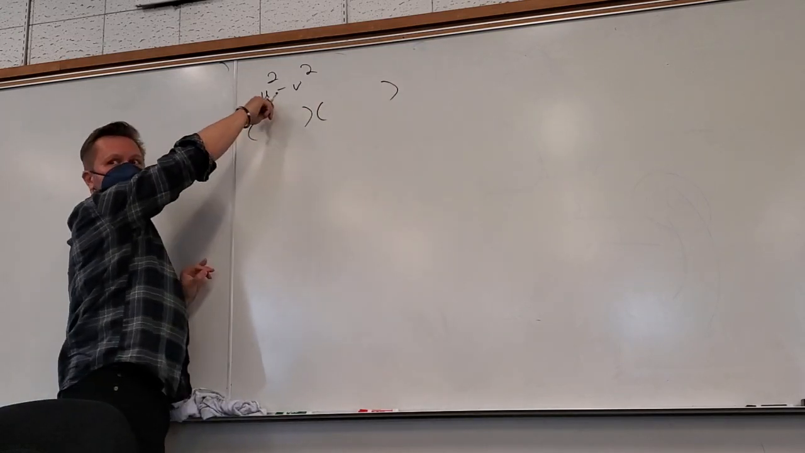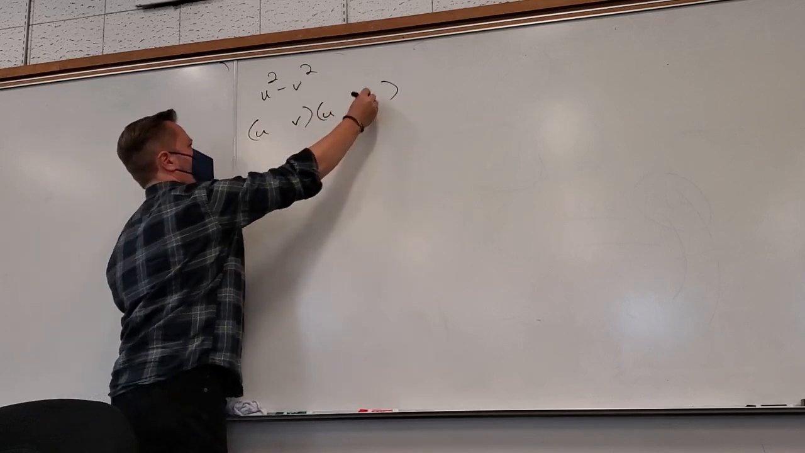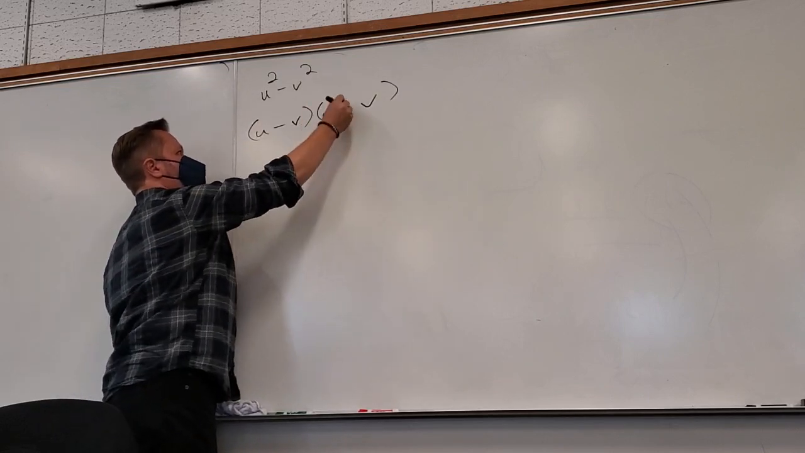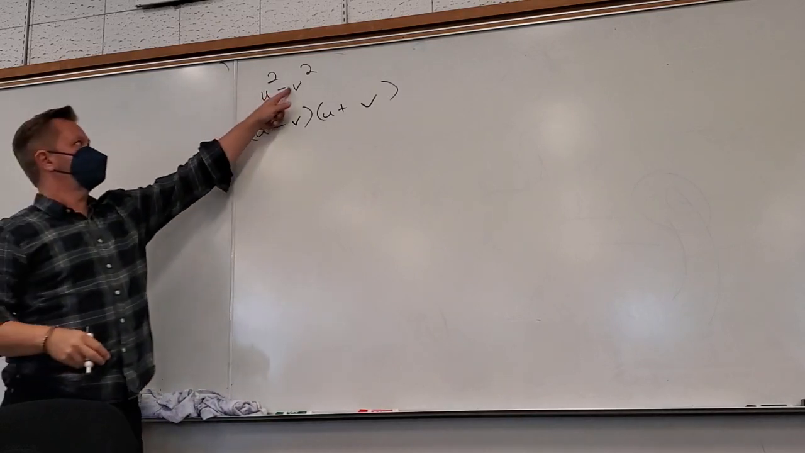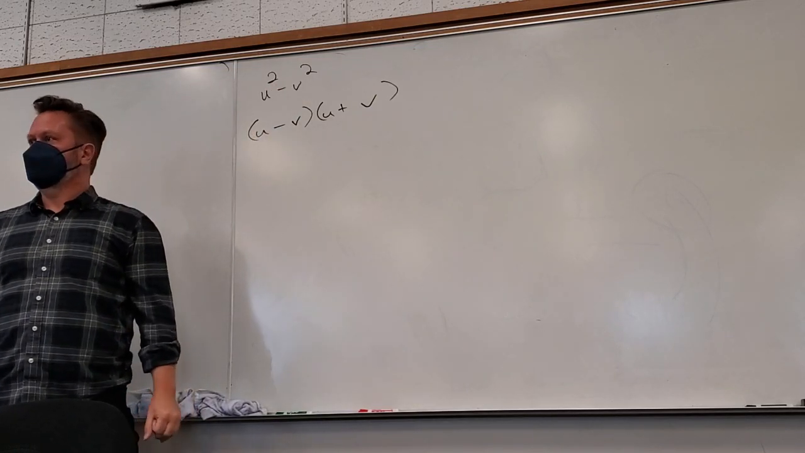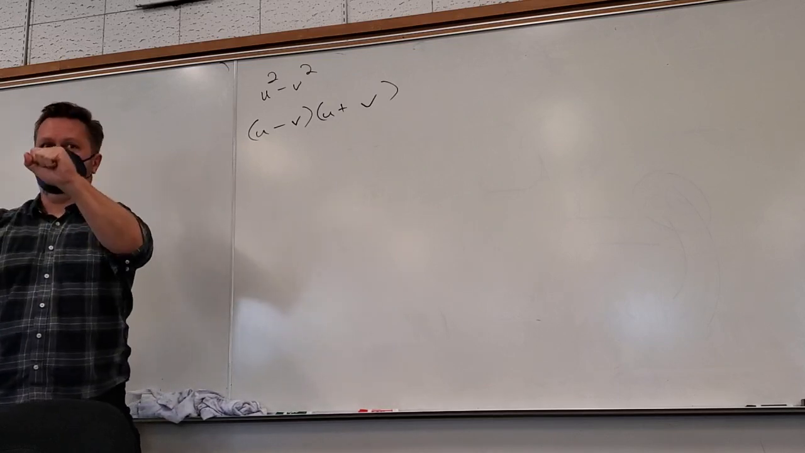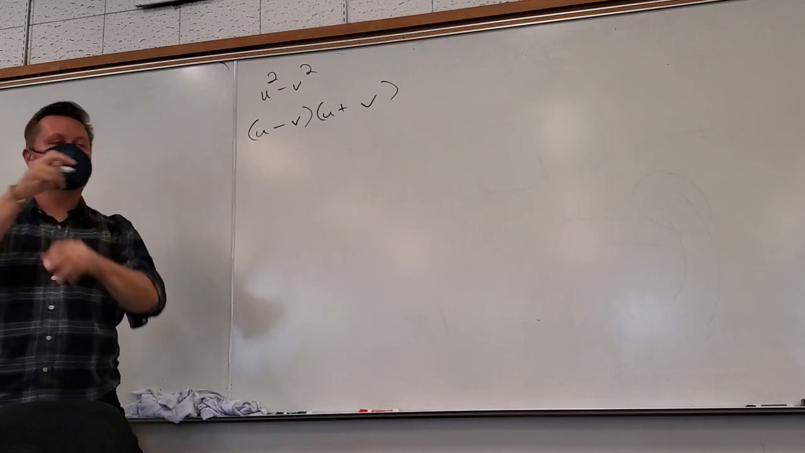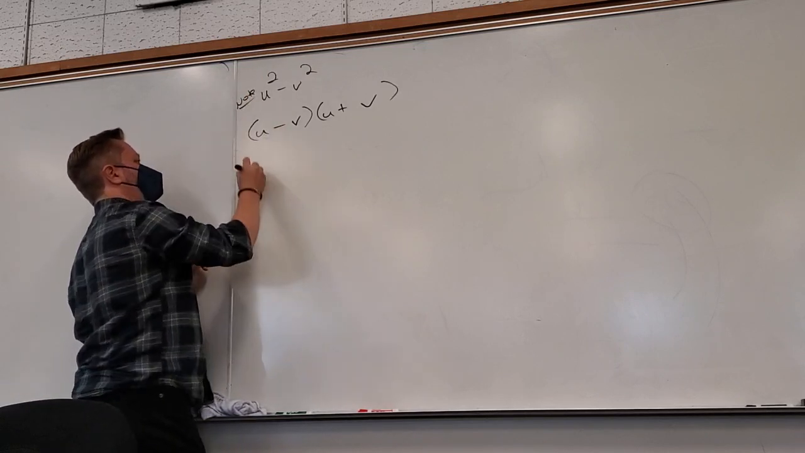There's two u's, yes? So don't you put one over there, one over there? Two v's, one over there, one over there? Minus, plus. That's why there's no middle term, right? What is that called again? Difference of squares. Yes. Difference of squares is easy, no matter what. So let's test what I just said, right?